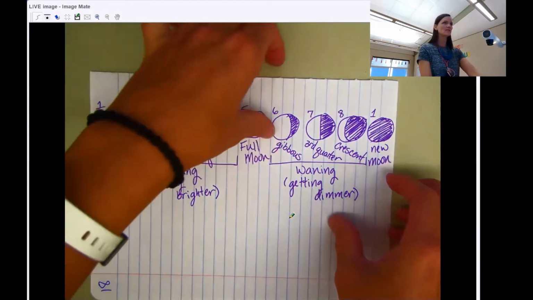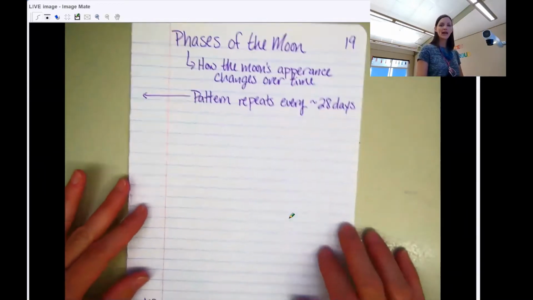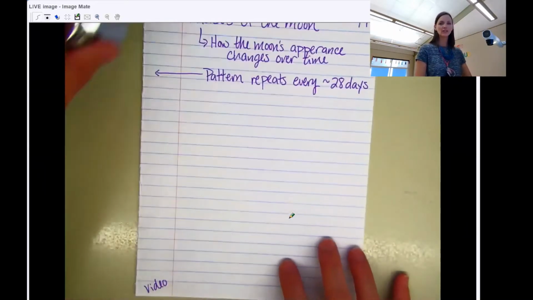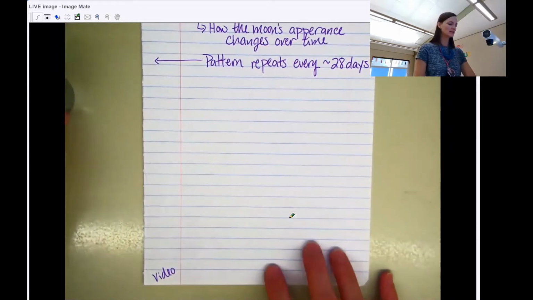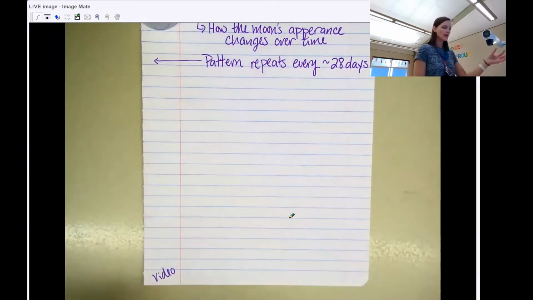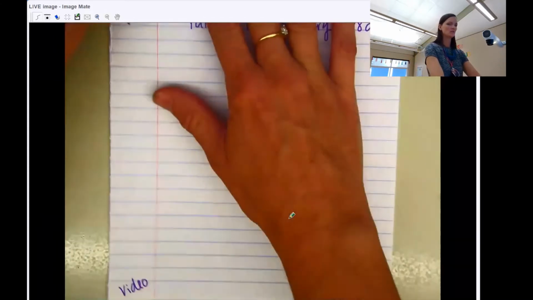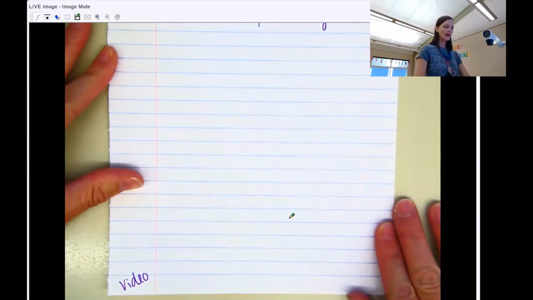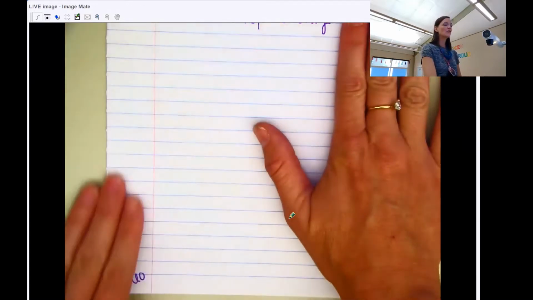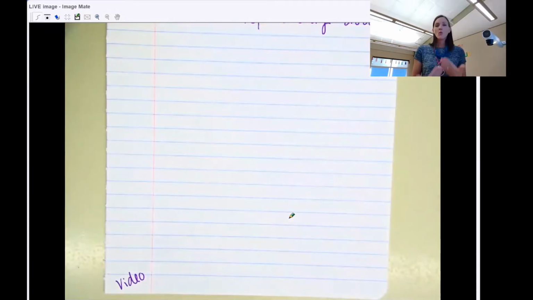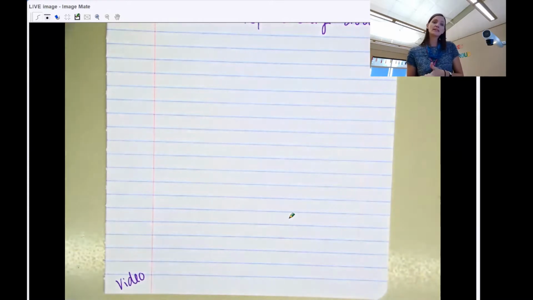Today, I want us to focus on why the moon has phases, why it looks different at different times of the month based on where we are on Earth. And so in this part of your notes right below that, we are going to draw a model that you can use to explain why the moon has different phases at different times.